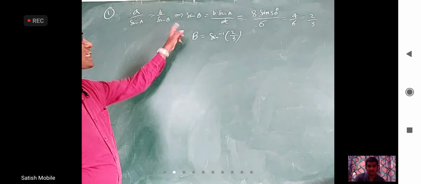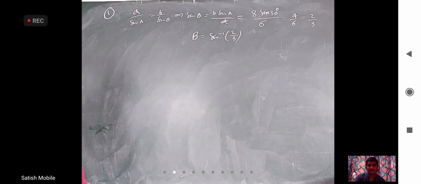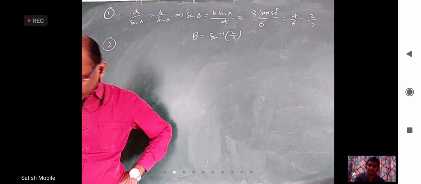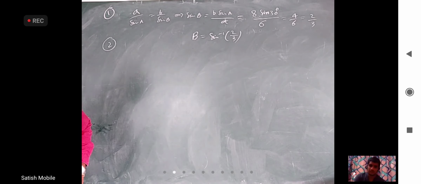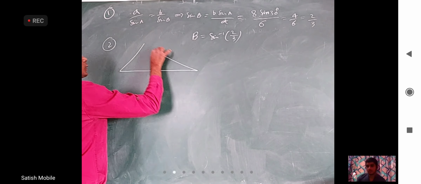Okay, we got sine B as 2 by 3. So, B is sine inverse 2 by 3. The second question is very good based on the sine rule actually. We have a triangle.